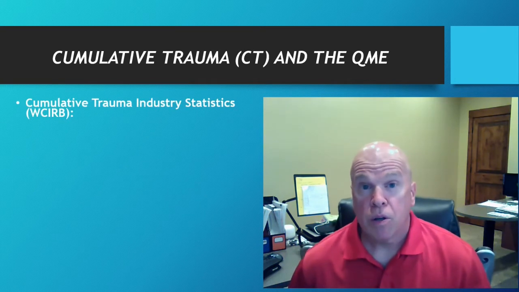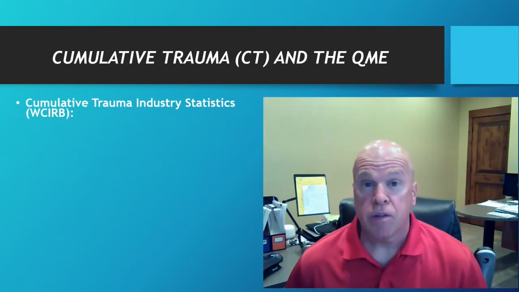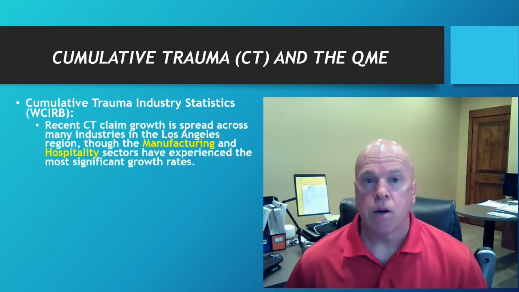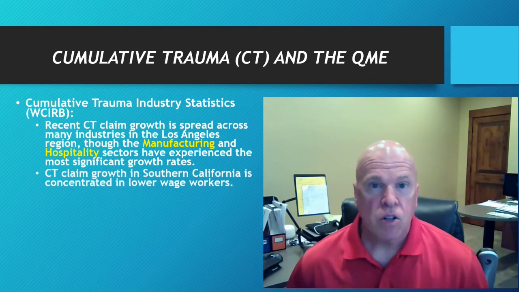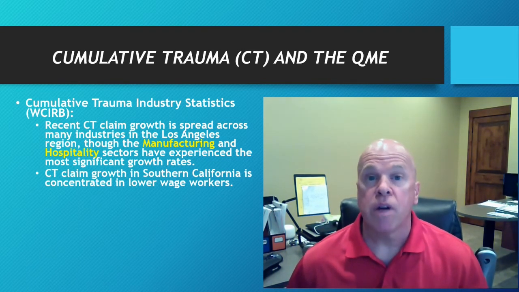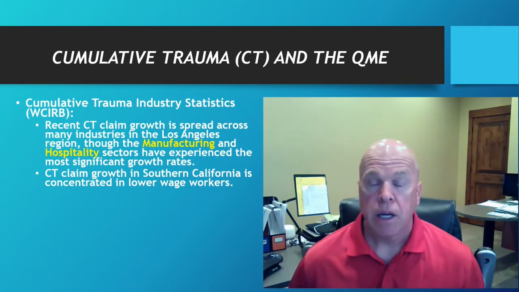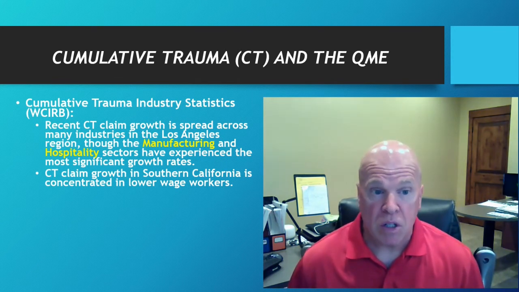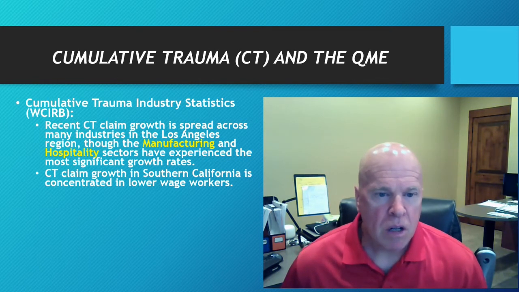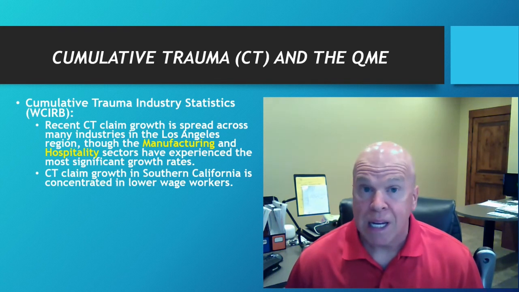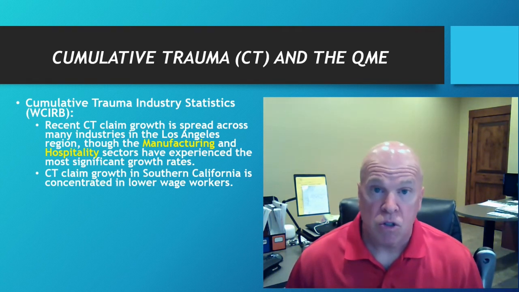Okay, so we know that all of the increase in the frequency of filing of cumulative trauma injury claims is coming from the Los Angeles and San Diego counties. So in these particular counties, who is it that's filing these claims for cumulative trauma injury? Well, that information is very well detailed in the 2019 WCIRB study entitled The World of Cumulative Trauma Injury Claims. According to the WCIRB, the recent CT claim growth is spread across many industries, and that makes sense, across many industries in these areas in Los Angeles and San Diego County.